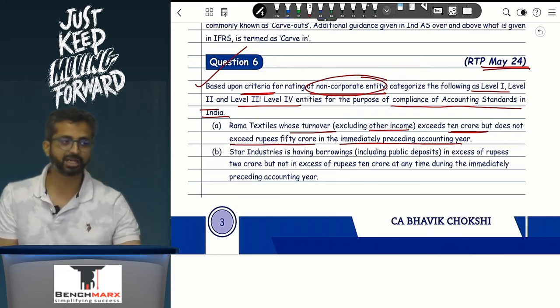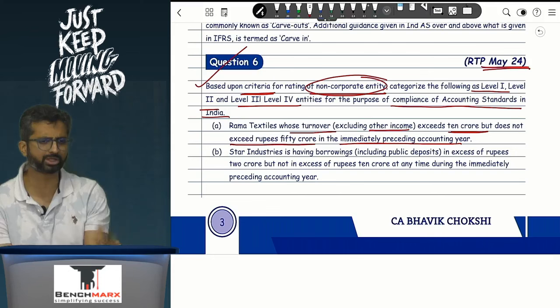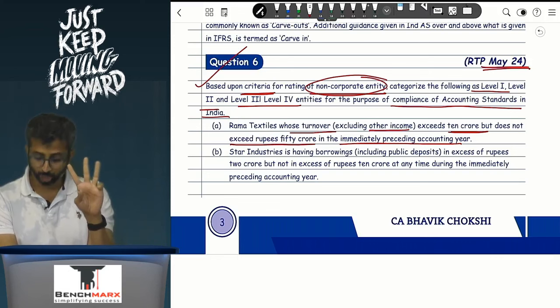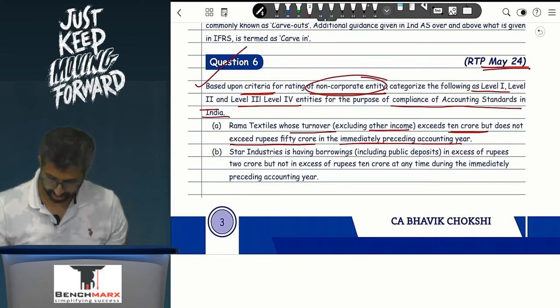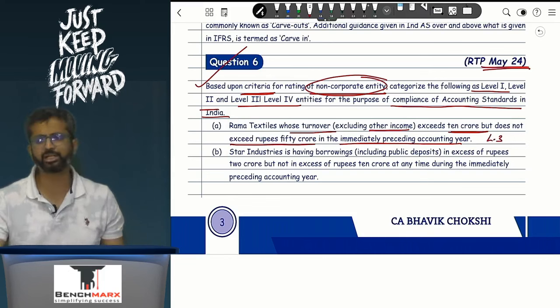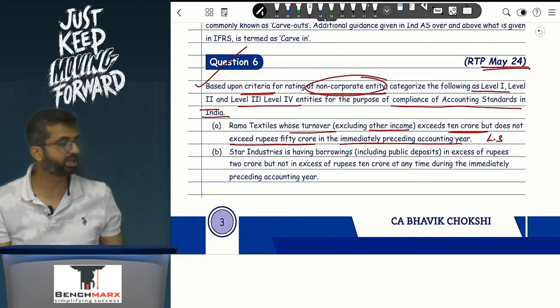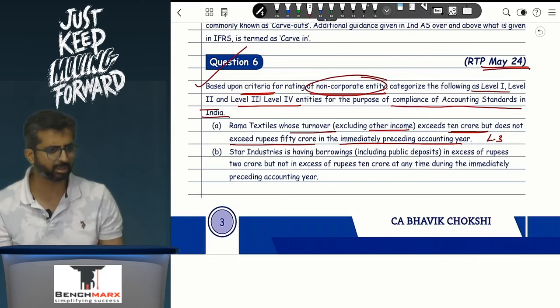Think and tell me. Level 1 is what? Let's talk only about turnover, forget loans now, because point 1 is only talking about turnover. Turnover greater than 250. Second is between 50 to 250. Third is between 10 to 50. We are falling in which? Level 3. So, when you are writing the detailed solution, you will explain the law. Mention level 1, level 2, level 3 and then connect the law to the given case and say that this is level 3. Nowadays this will come more on the MCQ side rather than the full-fledged side, but nevertheless if it comes you should be aware.